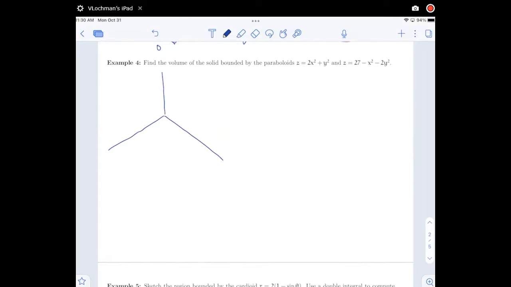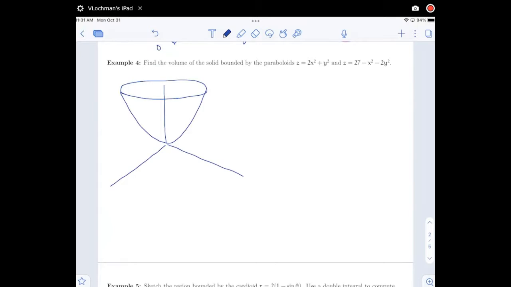It starts at 0, 0 at the origin, and it opens up like this, and it has an elliptical base. So it looks something like that. It's not circular. Let me go ahead and put it down a little bit so the picture looks better. Something like this. We just need to get a general idea what that looks like.